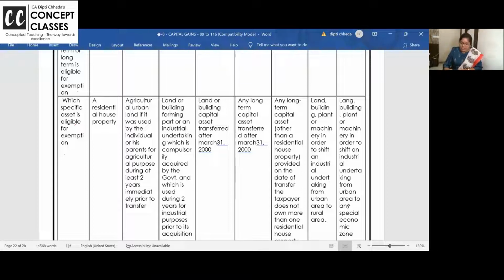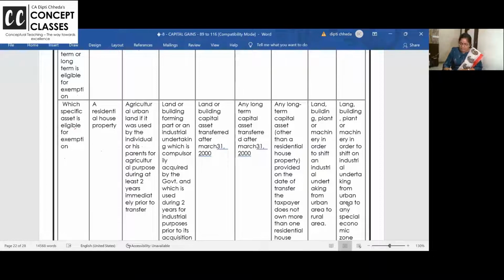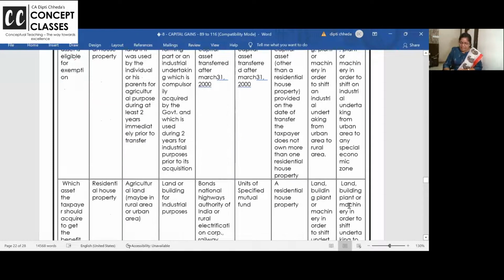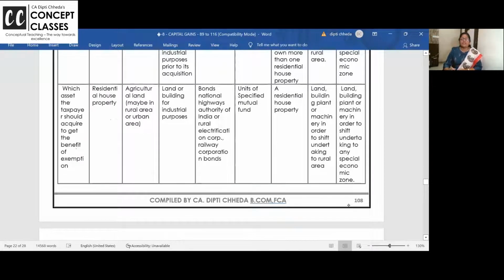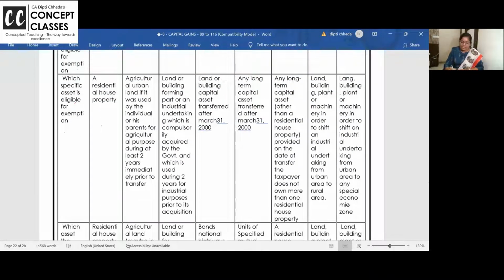Agricultural urban land, if it was used by individual or his parents for 2 years immediately prior to transfer. Anyone is doing agricultural activity, either you yourself or you are getting rent and you are giving it to some farmers. आजकल बहुत चल रहा है ना, city के limits में, outskirts में they are developing farmhouse and giving to you. Agricultural land, but what you have to sell, I want all of you to underline the way I am doing.